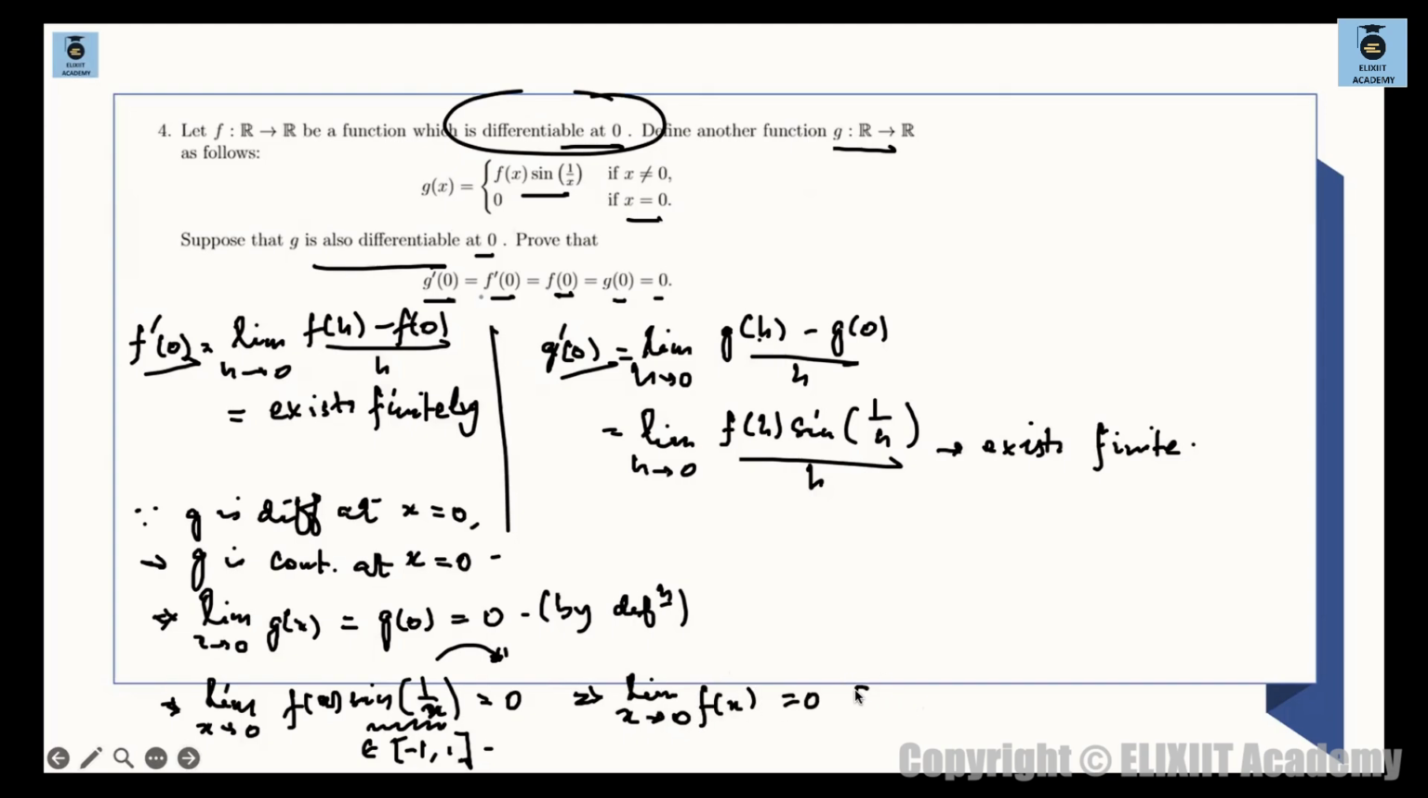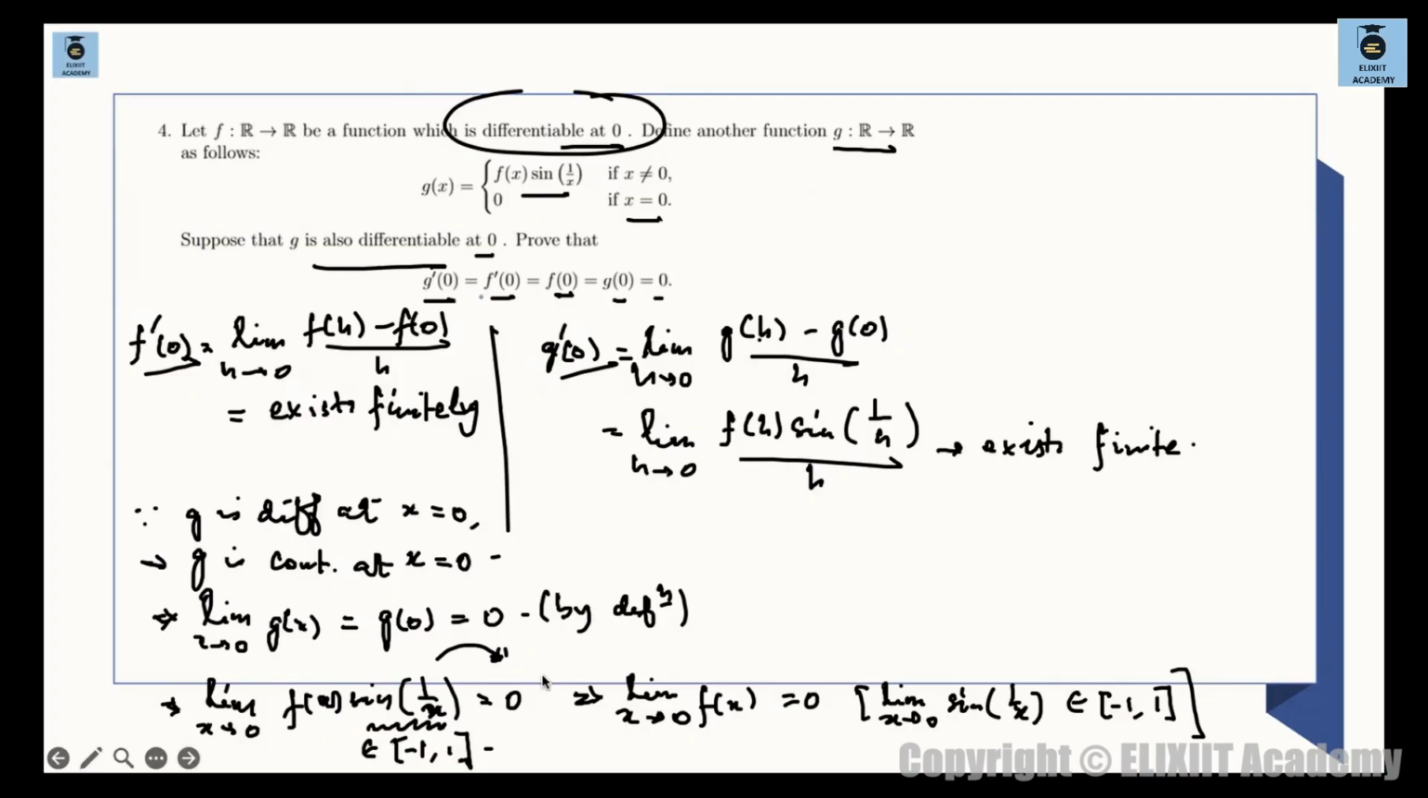Write this in brackets: because sine of 1 by x, as limit x tends to 0, is an oscillating value from -1 to 1. Write this in brackets properly. You have to write down each and every point in detail.